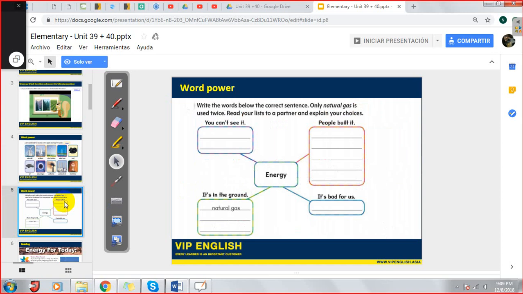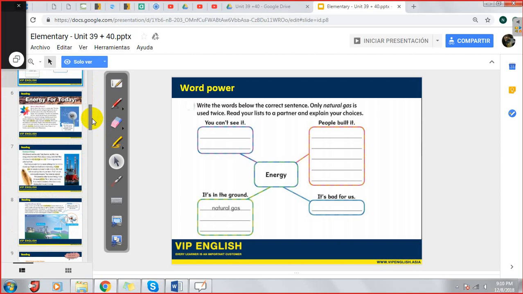People build it: windmill, power plant, wind farm, wind turbine, and sailboat too. It's bad for us: pollution. Pollution, I guess. That is correct. It's in the ground: coal and oil. That is correct. Natural gas, coal, and oil. Perfect. Do you have any questions related to that?